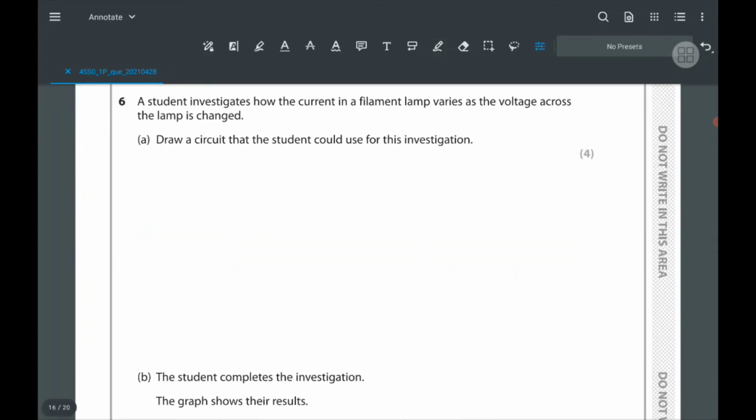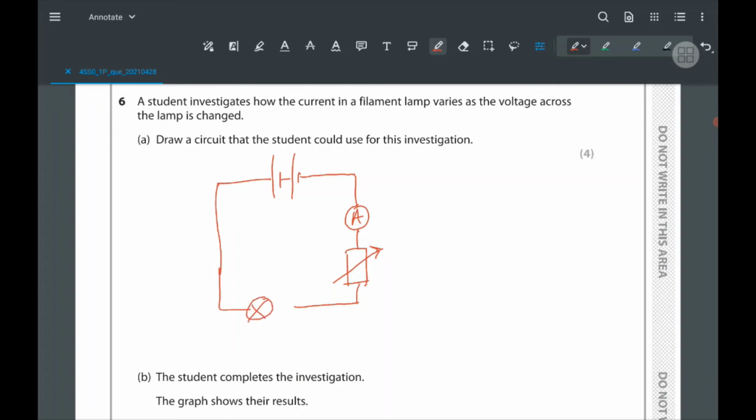Look at the sixth question. A student investigates how the current in a filament lamp varies as the voltage across the lamp is changed. Draw a circuit that the student could use for this investigation. So hope you can remember our experiment. In this experiment we have a battery connected, or it can be a power supply. To this one we have the ammeter connected and also a variable resistor. After the variable resistor, we will have the component that we need to measure. For this instance, I will draw it as a bulb, since we are talking about the metal filament bulb.